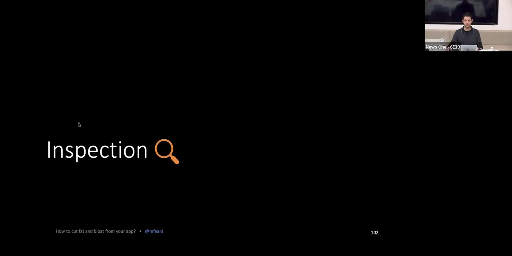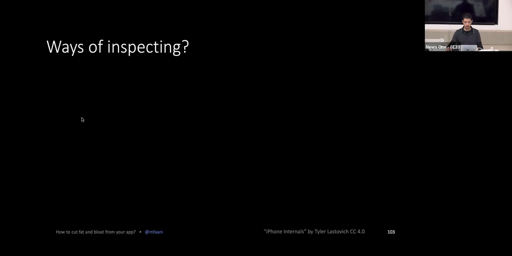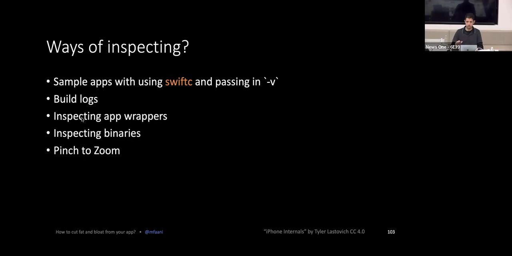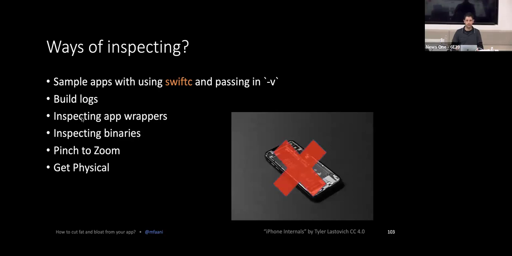now we're going to discuss inspection and how you can inspect your binaries. There are different ways of doing that. You can go through the sample app, just as we did in the beginning in terminal, and see what commands are getting run and what flags are being passed. If you're creating debug information, that's something to consider because it affects your app size. You can look into your build logs, which I will show towards the end. You can inspect app wrappers, and you can also inspect binaries. We already showed how you can inspect app wrappers. You can also pinch to zoom, but that really doesn't do anything for you. You can also get physical, but again, that's not helpful either. So from here on, our focus is on inspecting binaries.